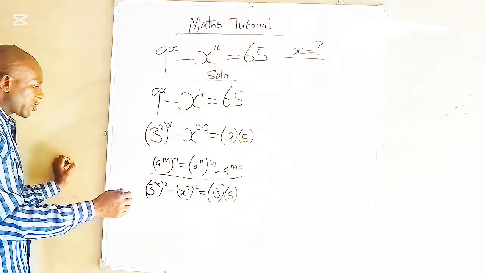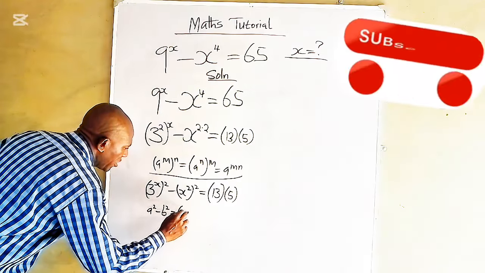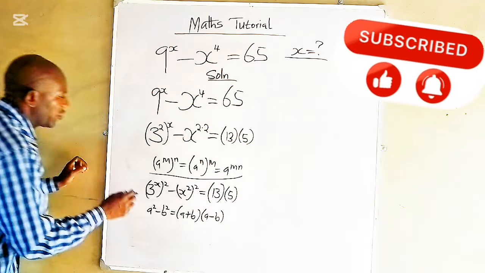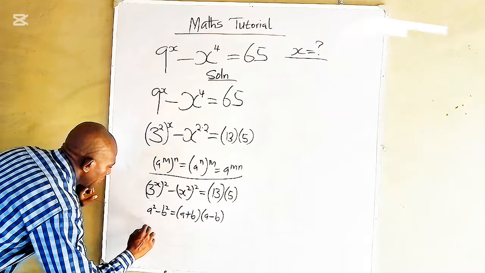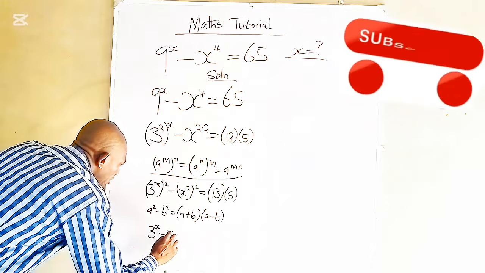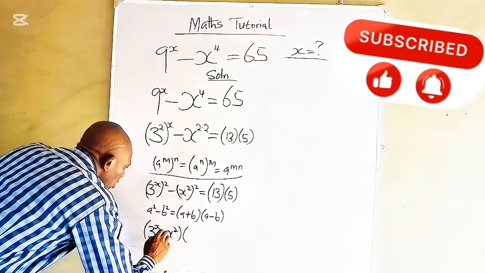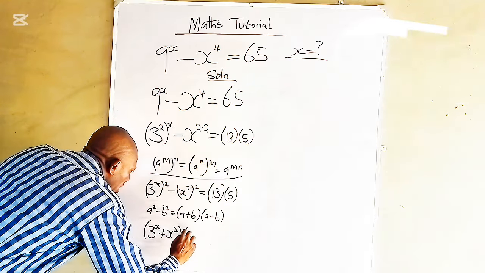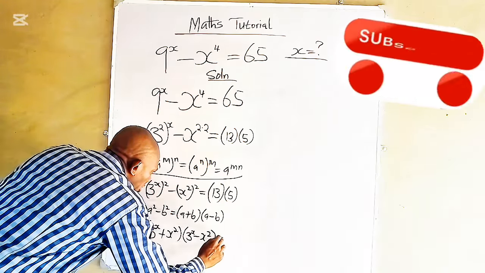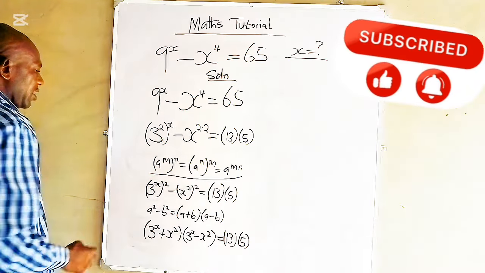There's another rule that will help us to break it from here. The rule says a square minus b square is equal to open bracket a plus b close bracket, open another one, a minus b. Because of this, we're going to break this one like that, which is 3 raised to power x minus x raised to power 2 close the bracket, you open another one, plus 3 raised to power x plus x raised to power 2 close the bracket, is equal to 13 times 5.